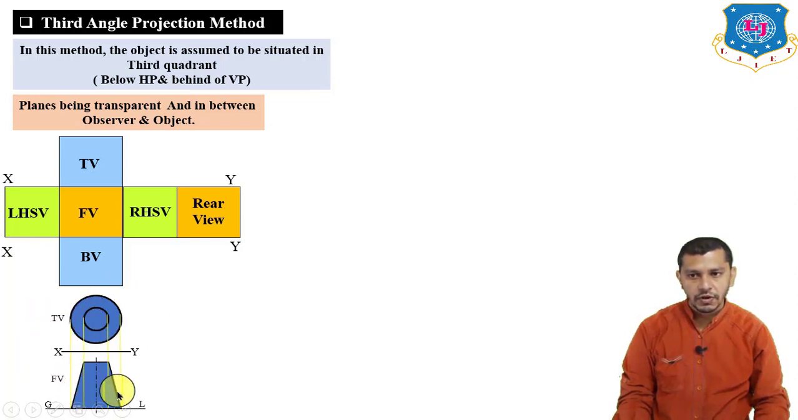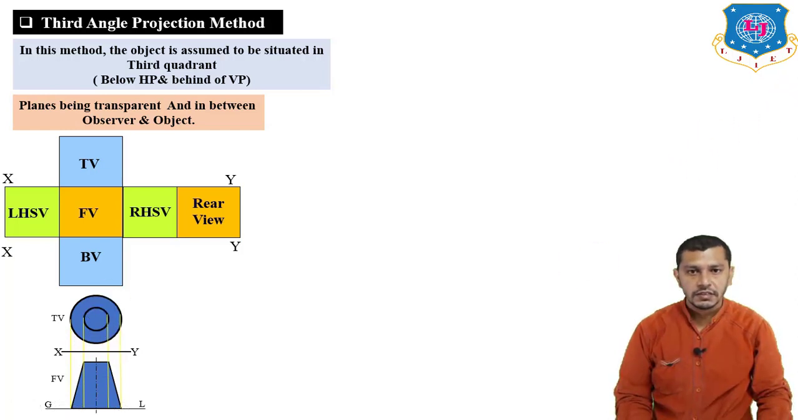And to show the symbol of the third angle projection method, we have drawn the views of the frustum of the cone. So this is the top view of the frustum of the cone, and this is the front view of the frustum of the cone. So the front view is below the XY reference line and the top view is above the XY reference line.